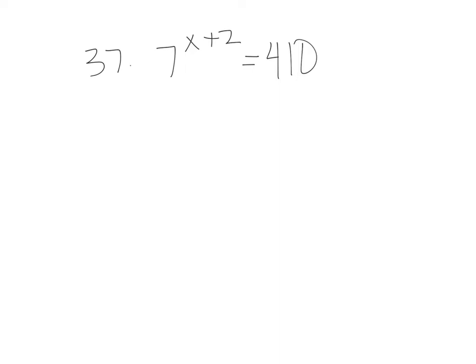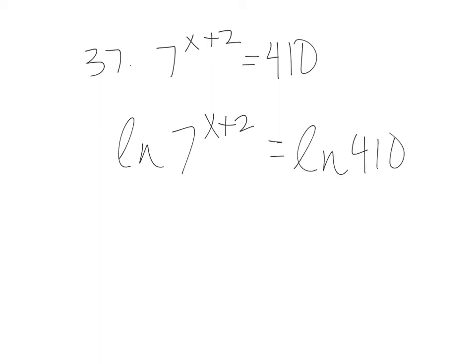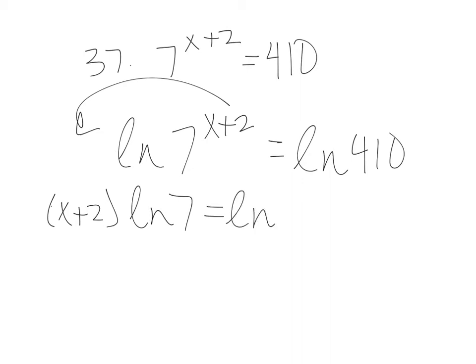Last one, this problem, I definitely don't think that 410 is some exponential form of 7, like 7 to the second, 7 to the third, and so on. It isn't. So we don't have the one-to-one property applying here, so therefore we're going to try natural logging both sides. When we natural log both sides, the exponent comes in front, so we have x plus 2 natural log 7 equals natural log 410.